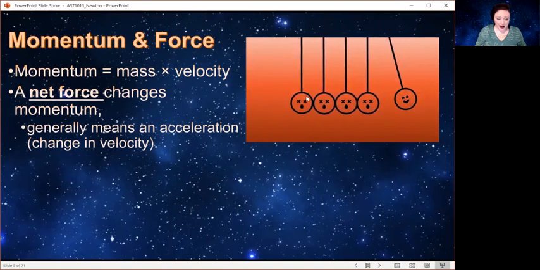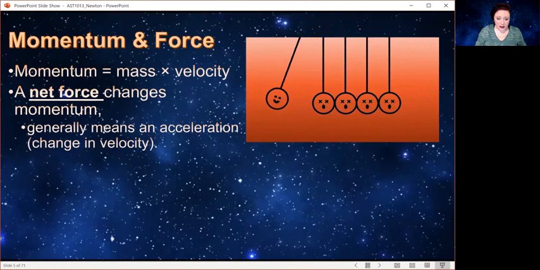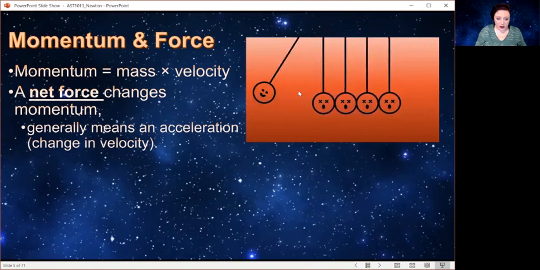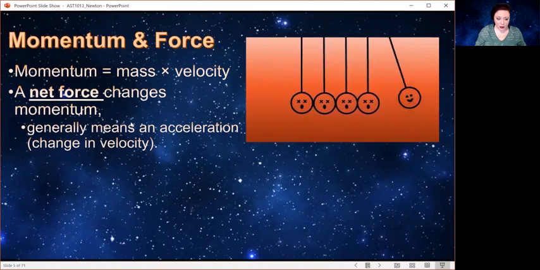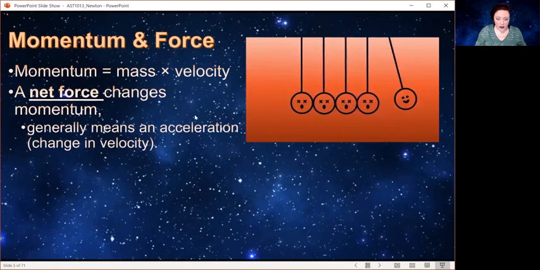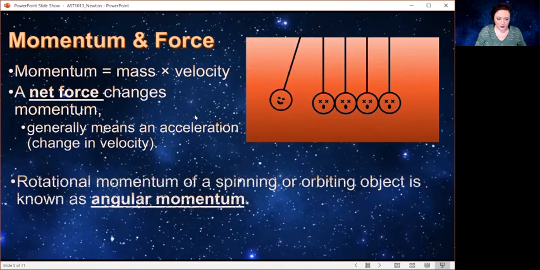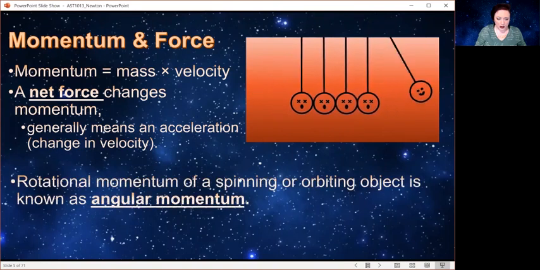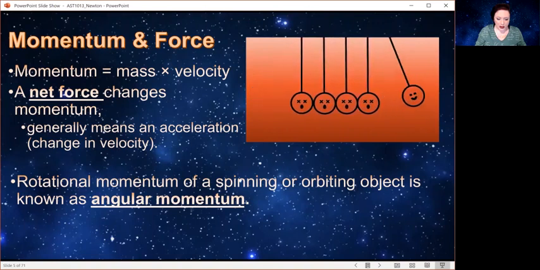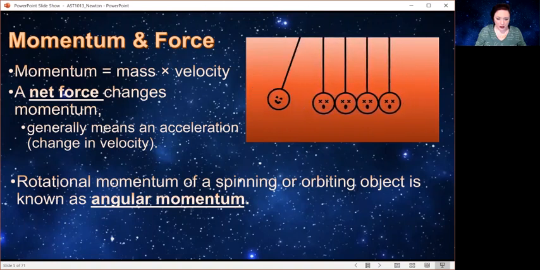So there must be a force acting on it because its velocity is constantly changing, and it's changing because there is the force of gravity onto it. Usually it's an acceleration that is involved if you are changing momentum, because things don't usually change mass very much. There's also a thing that is a rotational version of momentum. This is if you have a spinning or orbiting object, that momentum is called angular momentum, and we're going to get into a little bit more on that shortly.